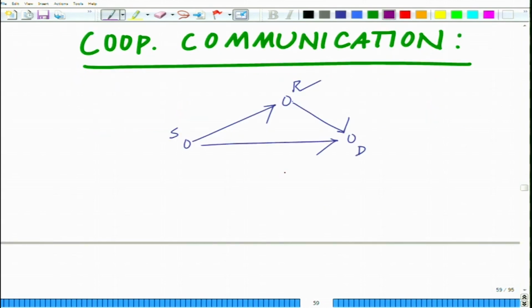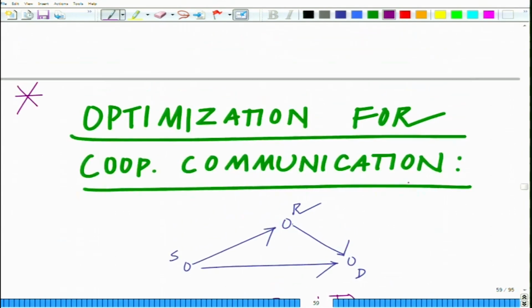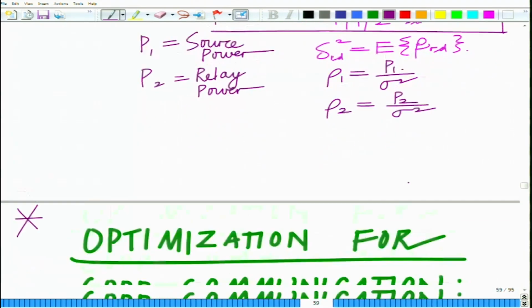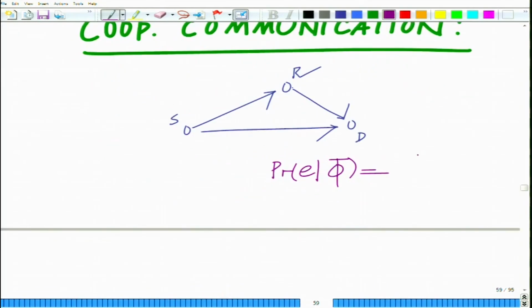We have also derived the expression for E given phi bar, that is, the probability of error at the destination given no error at the relay. Phi is the event of error at the relay, phi bar is the event of no error at the relay, and this is 3 by 4 rho 1 rho 2 delta S d square delta R d square. We have not explicitly derived this, but we said that this can be shown. So, phi bar implies no error at relay.